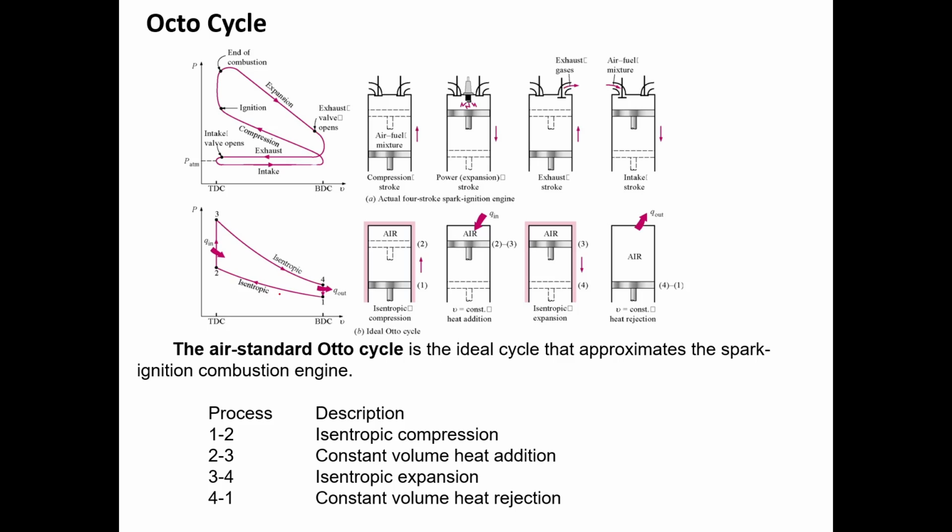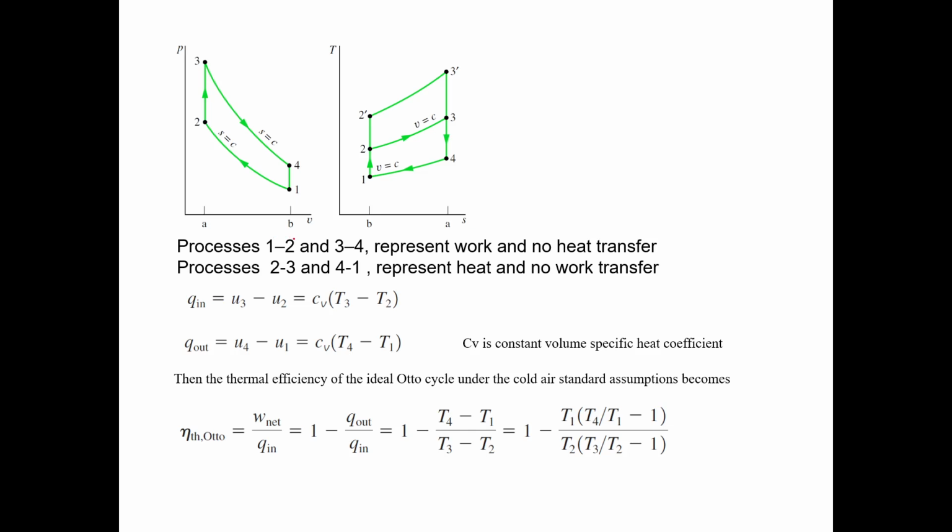So this is the PV diagram for the Otto cycle. The same thing we can draw in the TS diagram also. In the PV diagram you have isentropic compression. Why is it isentropic? Because entropy change is constant. Then you have constant volume heat addition, isentropic expansion, and constant volume heat rejection, 4 to 1.